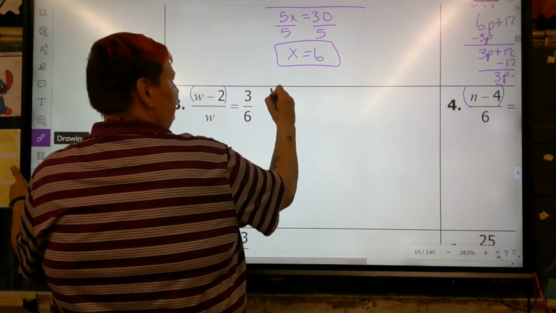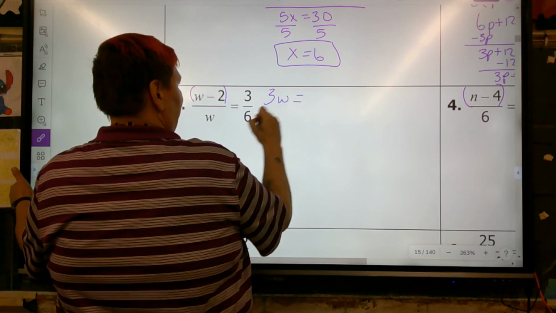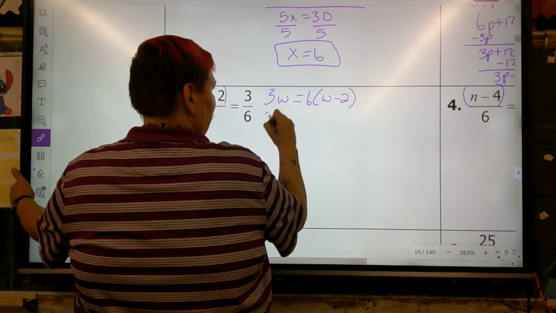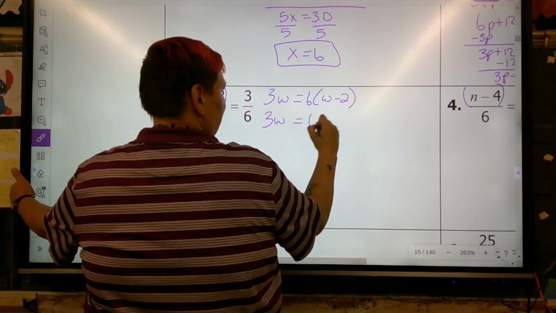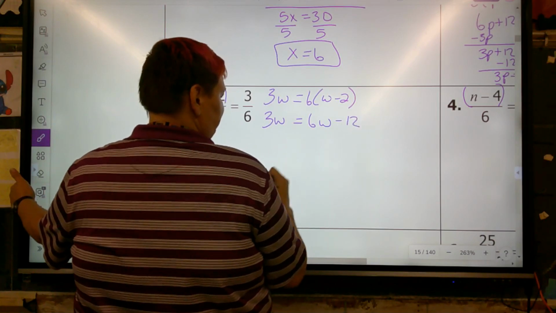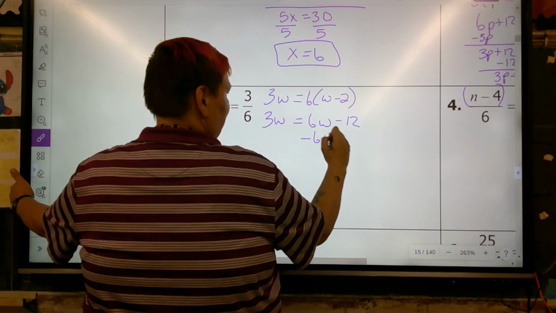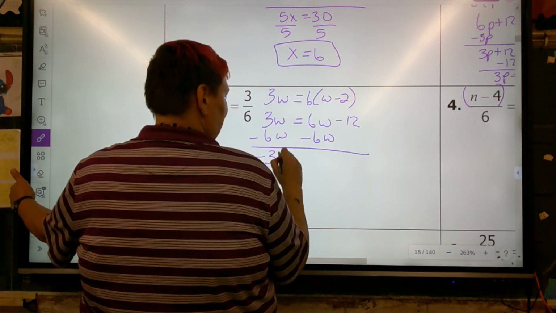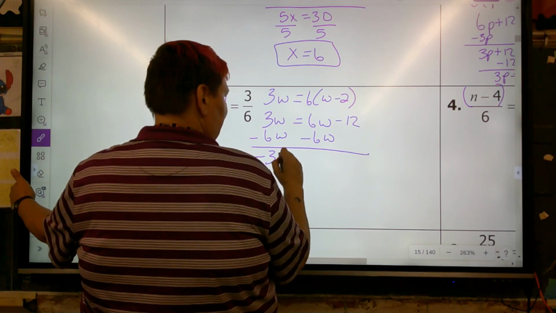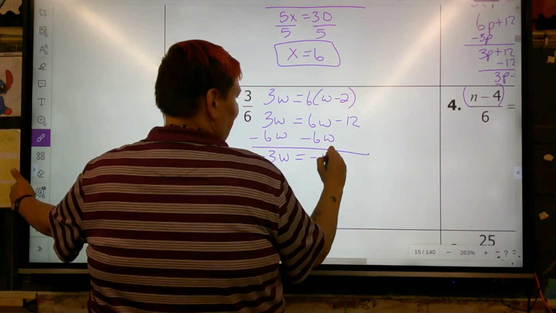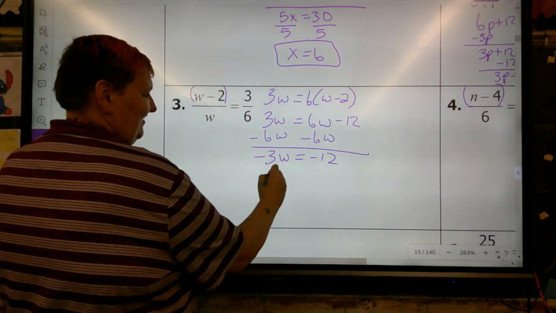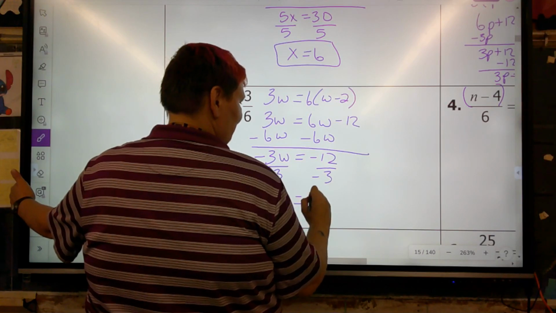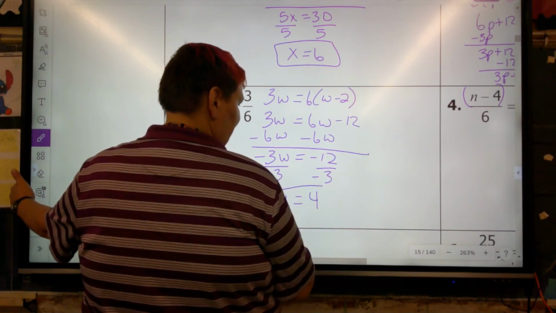Cross multiply, 3w equals 6 times the group w minus 2, distribute. If you catch me in a mistake, call me out on it. I'll give you a prize of some sort. Negative 3w. Now that I've said that, I'm probably going to make a ton of mistakes. Divide by negative 3. w equals 4, because a negative divided by a negative is a positive.